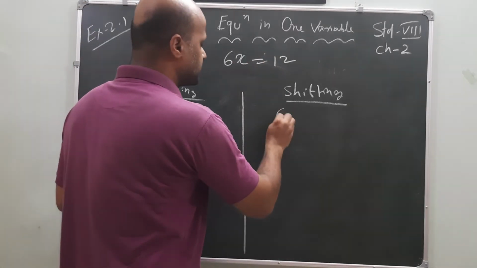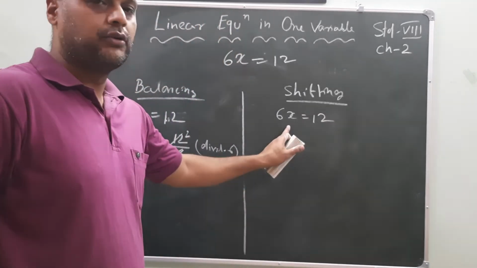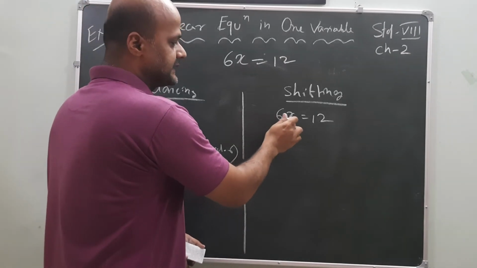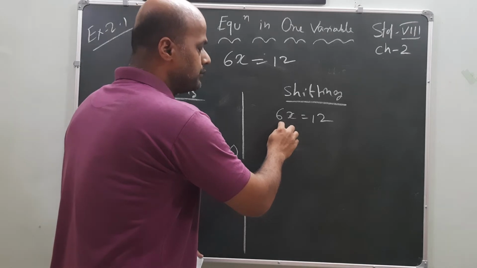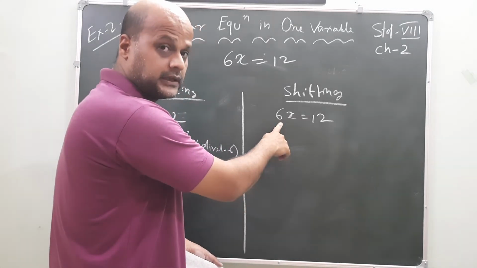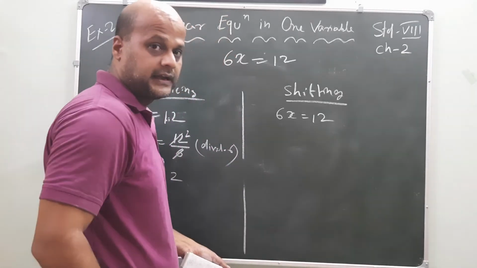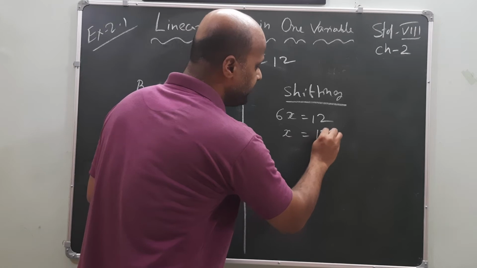What is the shifting process? In the shifting process, whatever is with the variable, you have to shift to the other side. How? 6x means 6 multiplied with x. So if a number is multiplied on the LHS, when going to the opposite side, the RHS, it will become divided.